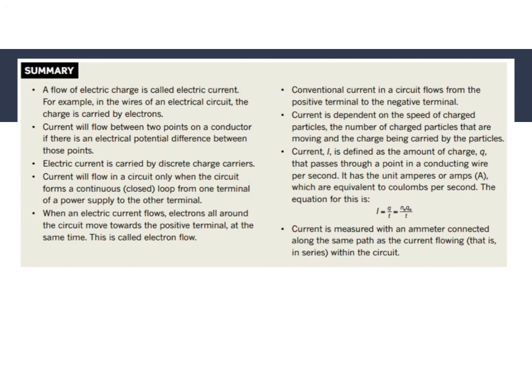The current is dependent on the speed of the charged particles and the number of the charged particles. We spoke a little bit about drift velocities there as well. And so current is equal to the number of charged particles, being electrons, times the charge on an electron, divided by time. And it's measured with an ammeter along the same path.